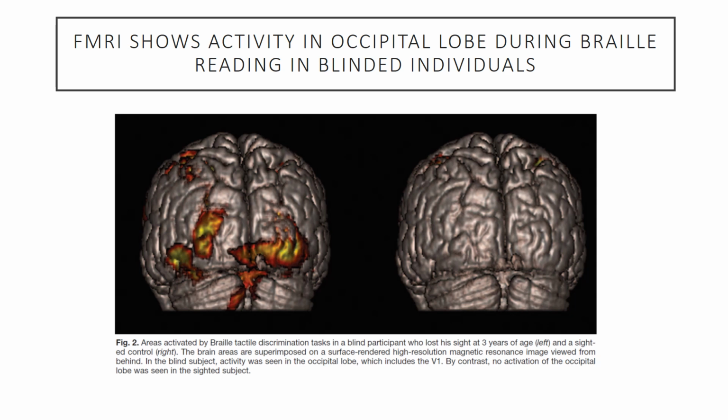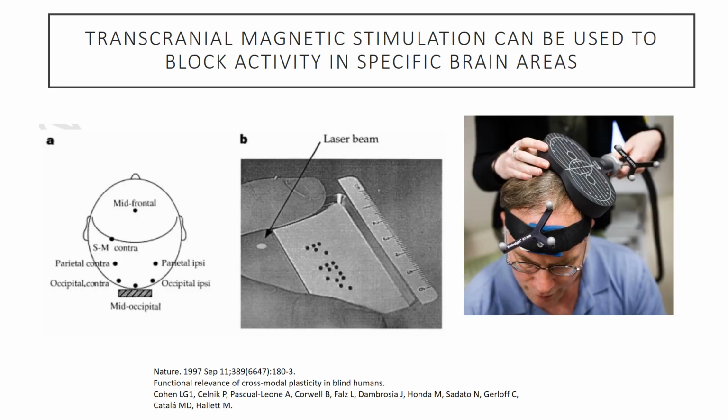So it's almost as if they are reading using the visual centers of their brain with their fingers. So these visual areas have now been reorganized and are now being utilized in these blind individuals, these congenitally blind individuals, to perceive braille. Very interesting.